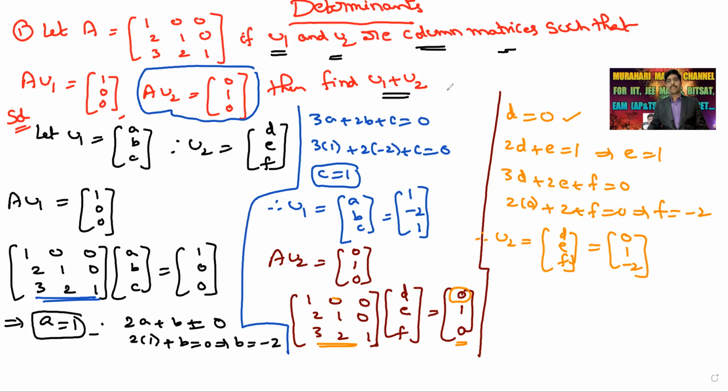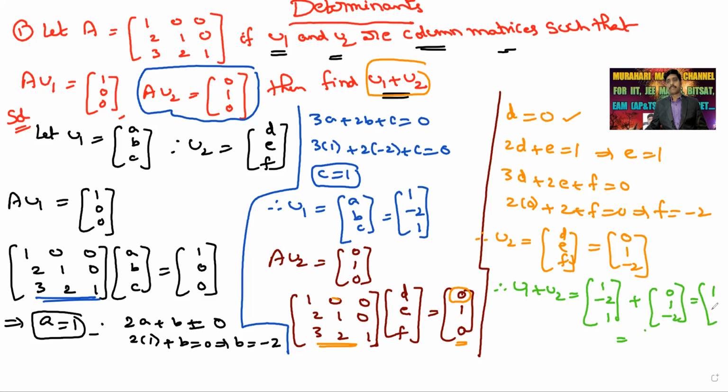But what is our target? U1 plus U2. So U1 plus U2 is our target. Therefore, U1 plus U2 is equal to, so first column matrix we have got 1, minus 2, 1, and second column matrix 0, 1, minus 2. Now the sum of these two matrices is 1 plus 0, 1, minus 1, minus 1. So what is the answer? 1, plus 0, 1, minus 1, minus 1. This is the answer.